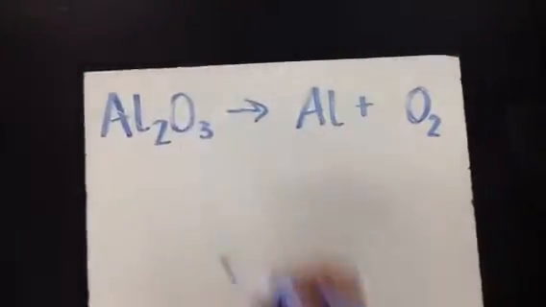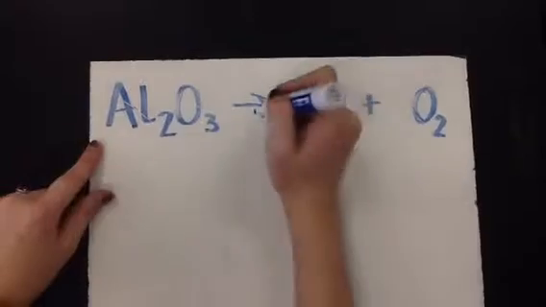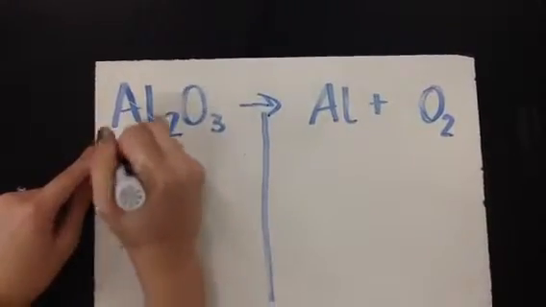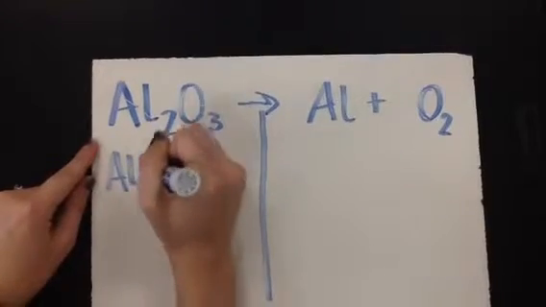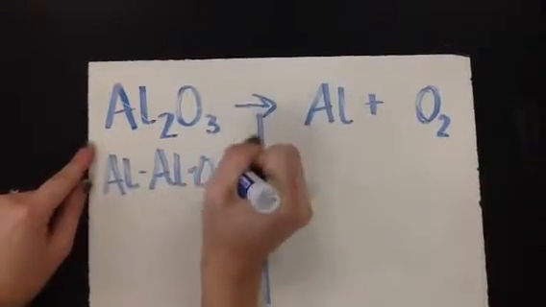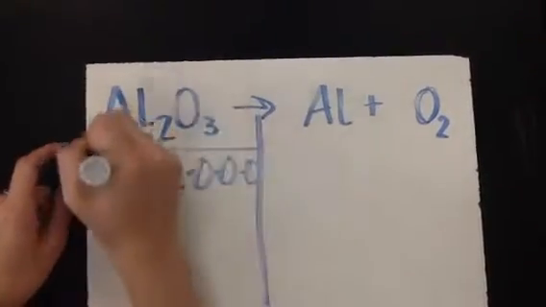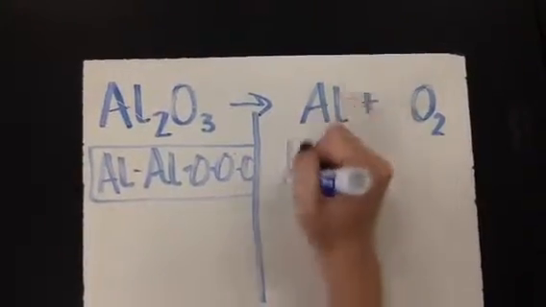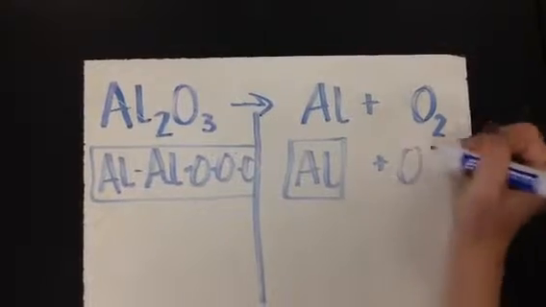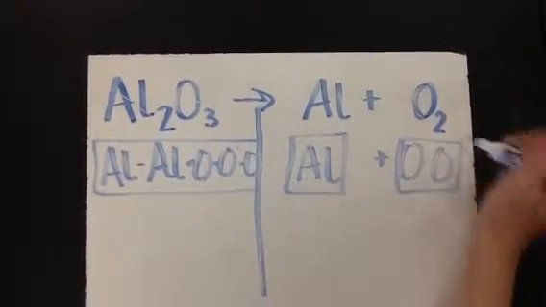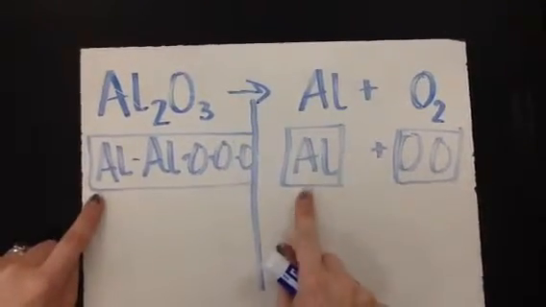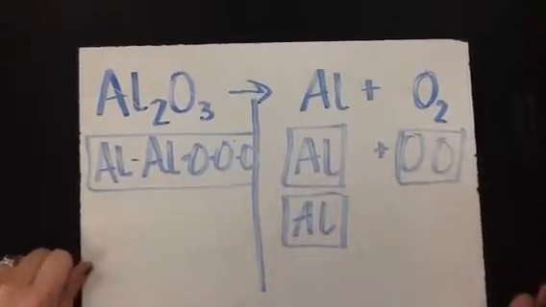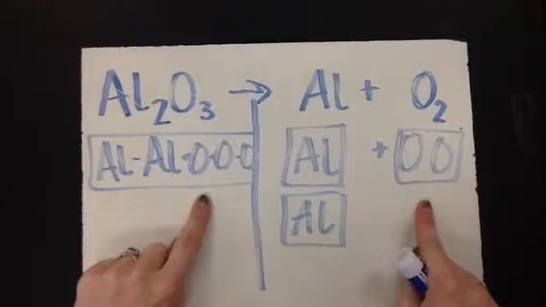So if I have, this is my reactant, and this is my product, I need to draw out my molecules. Al2O3. And box it in. I have aluminum by itself, and I have oxygen. So I know that I need at least 1 more aluminum over here. And my oxygens aren't balanced either.